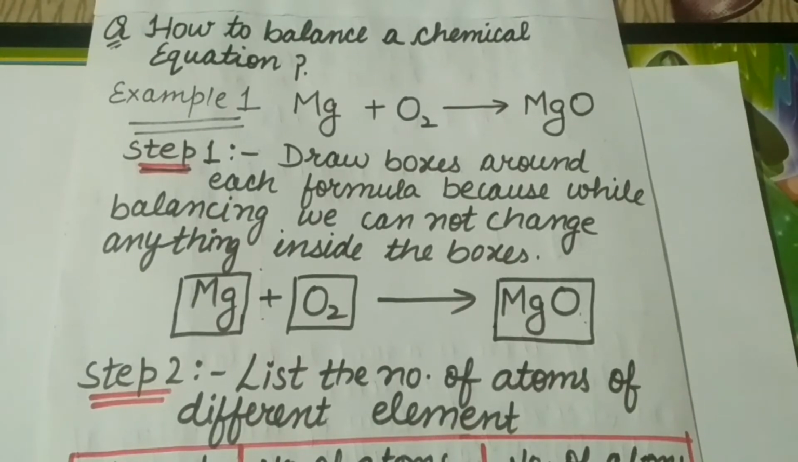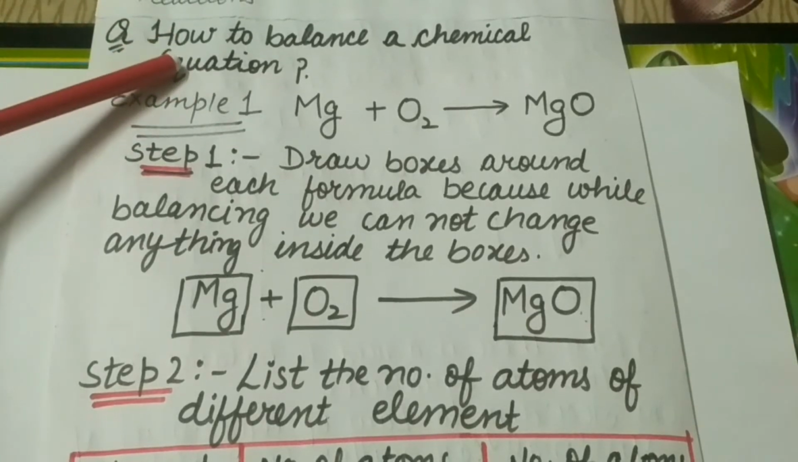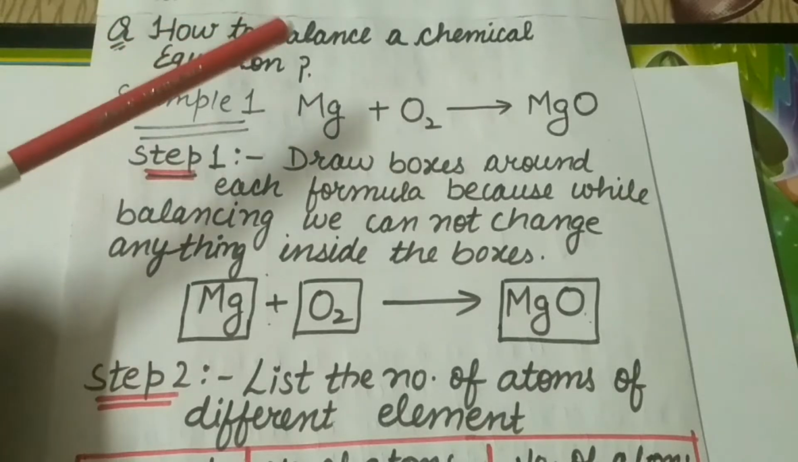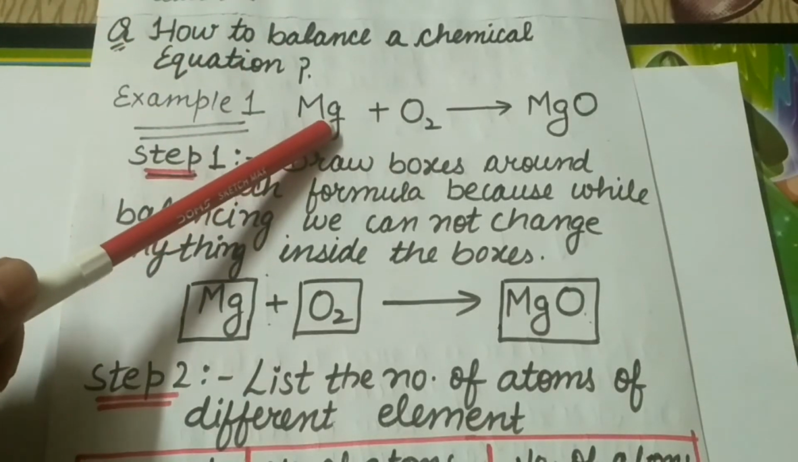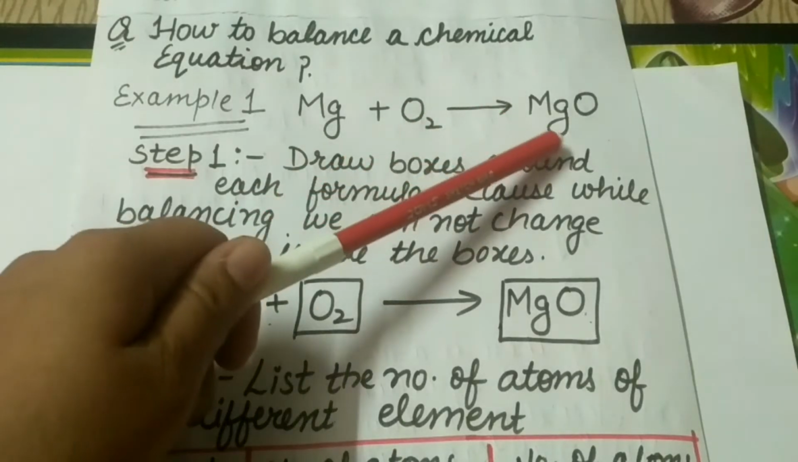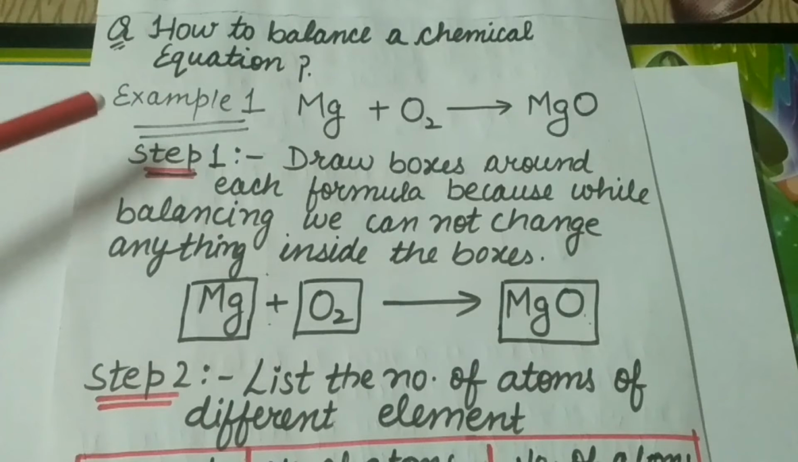Now we will discuss how to balance a chemical equation. Here I have taken the same example which we discussed in the unbalanced chemical equation, that magnesium reacts with oxygen to form magnesium oxide. For this, there are certain steps which you have to follow to understand the balancing of a chemical equation.